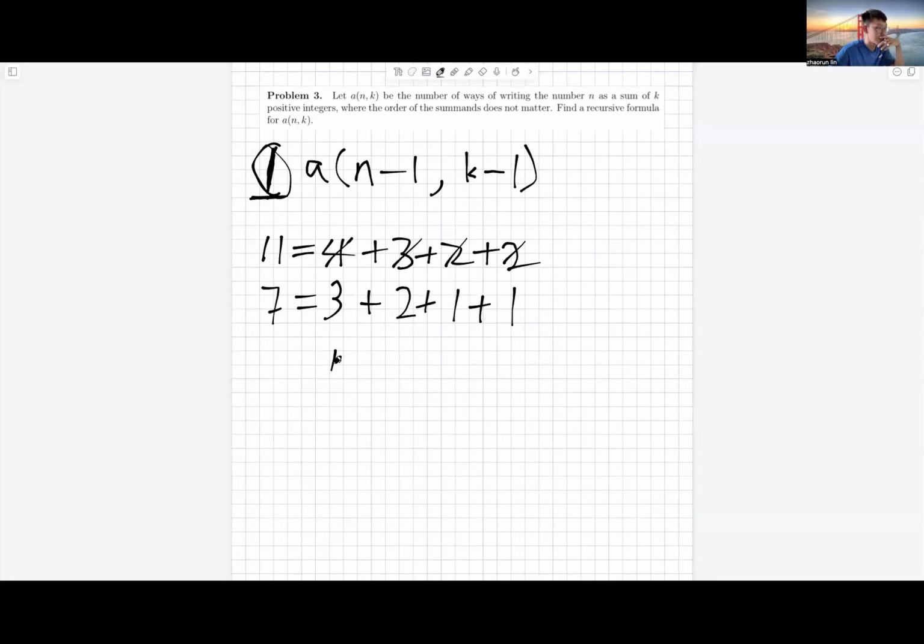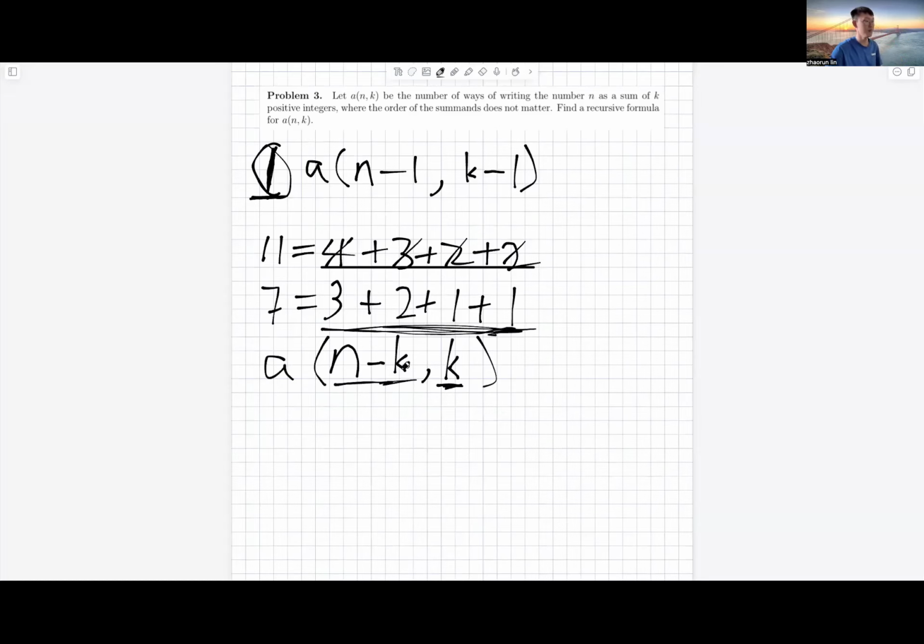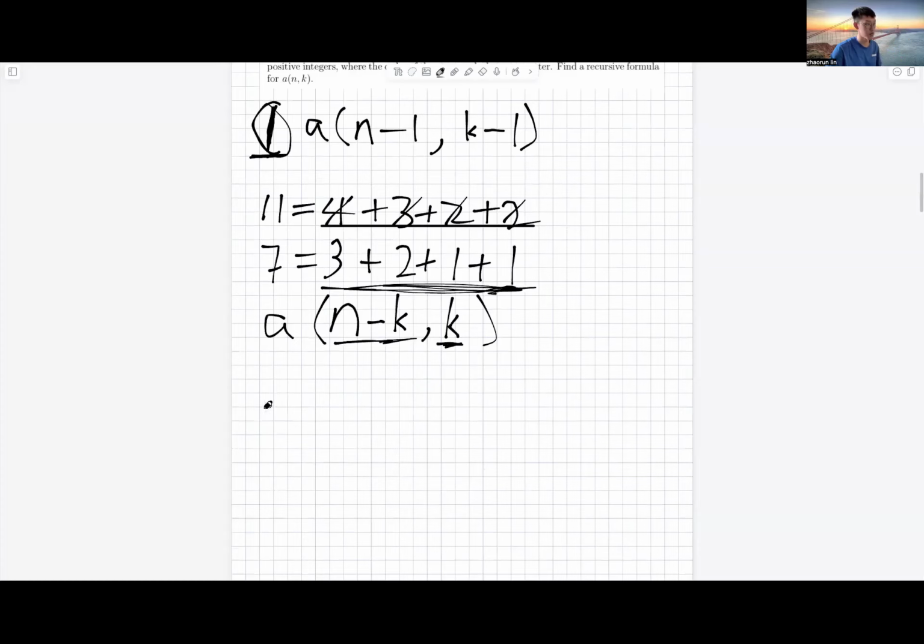So the remaining sum is just n minus k, right? Since we have k summands, we subtract k times 1 from the sum. So this is the remaining sum that we have, and we still have to represent this remaining sum using k summands. So this is the recursive formula for this part.